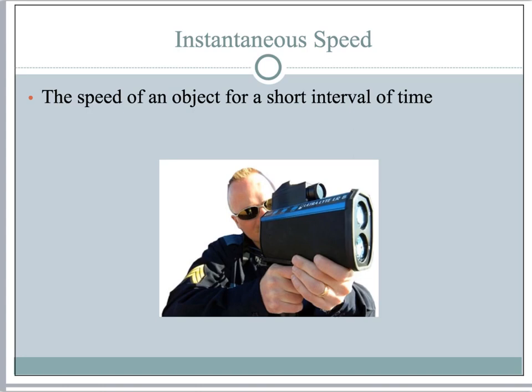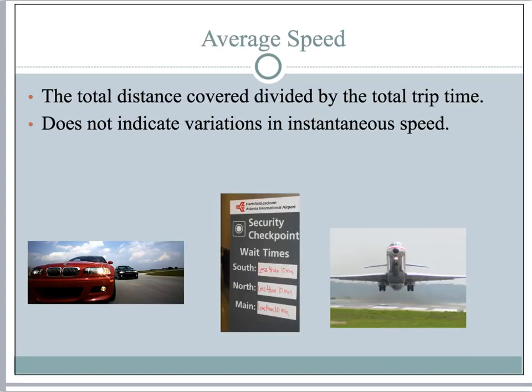Again, not a vector quantity. And then average speed, of course, is your distance covered over a total trip time. So you might be on a road trip to the beach, or on a plane trip to California or wherever, and you wanted to calculate your average speed. Well, of course, your average speed is going to be your total distance that you traveled over the total time it took.